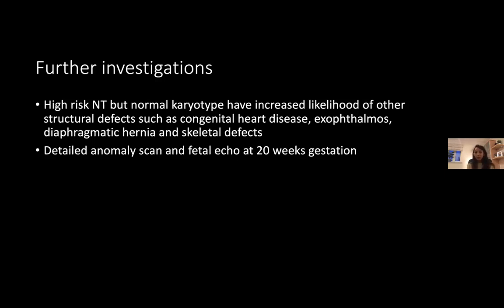of anomalies there. So we would suggest for them to have a detailed anomaly scan and a fetal echo at around 20 weeks and keep going with that, because then we can do a full scan of all of the different organs just to make sure that everything is progressing as you would want it to. But yeah, some very good answers there.